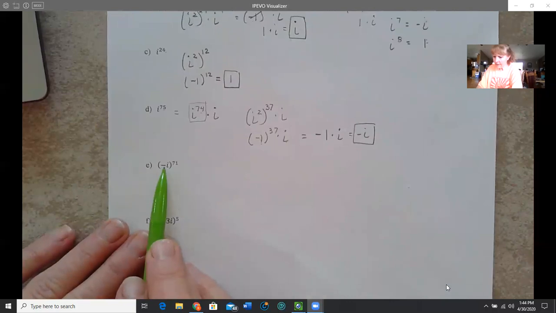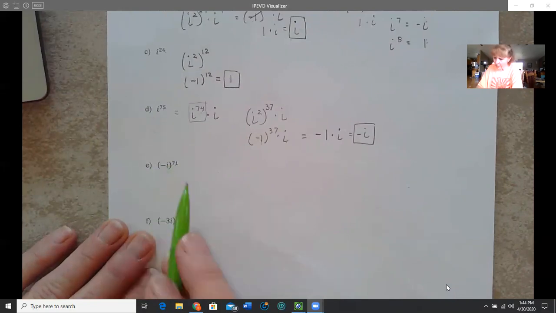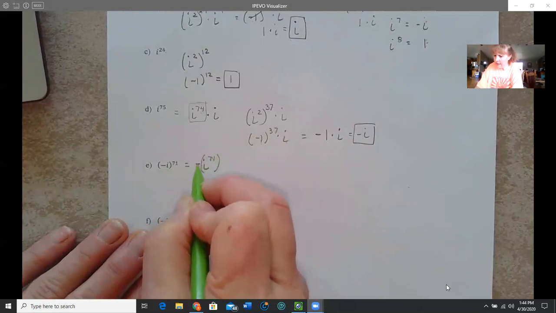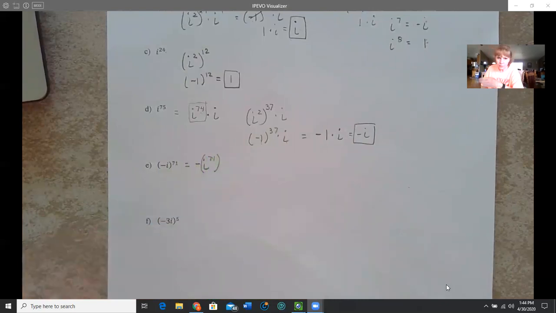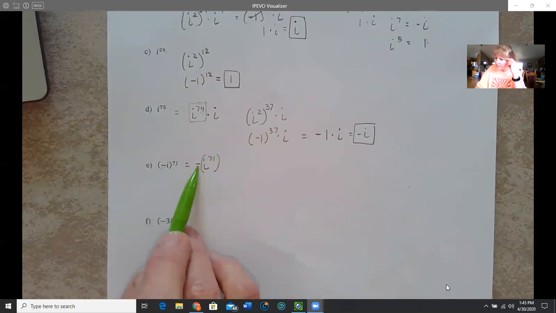This is negative i to the 71. Well, this is an odd power. Since this is an odd power, do I keep my negative in doing this entire problem, or would it go? Well, because this is odd, this negative is going to stay. So in doing this problem, it's the same thing as a -i to the 71. You can deal with this, and that negative will be right there. If this had been 72, the negative would have gone away, and then you would have just dealt with i to the 72. But that's going to remain.